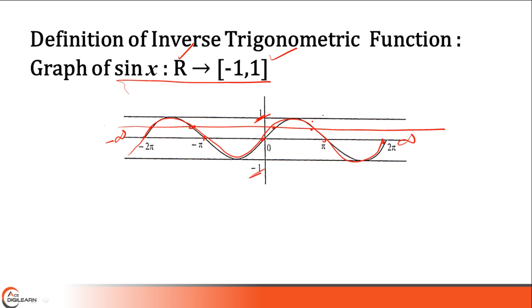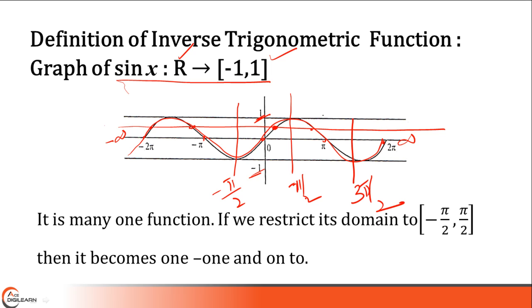Therefore, to make this function one-one, we restrict its domain to minus pi by 2 to pi by 2. In this interval the graph intersects only at one point, which means the function becomes one-one in the interval minus pi by 2 to pi by 2. In the interval pi by 2 to 3 pi by 2 also the function becomes one-one, so the inverse of the sine function exists in this interval also. So the least positive interval is minus pi by 2 to pi by 2.